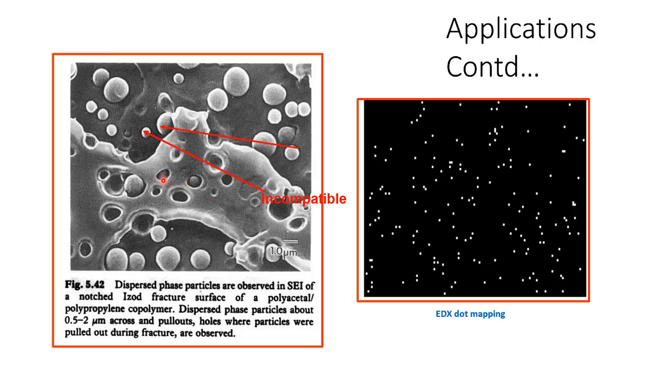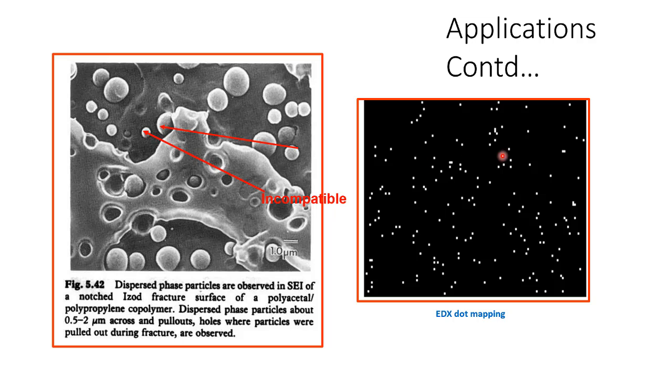Then the dispersed phase particles are observed in the secondary electron imaging of the Izod fracture surface of the copolymer, and this is showing about 0.5 to 2 micron dispersed phase particles. These are the particles all over the sample, and the holes can also be observed in the material.